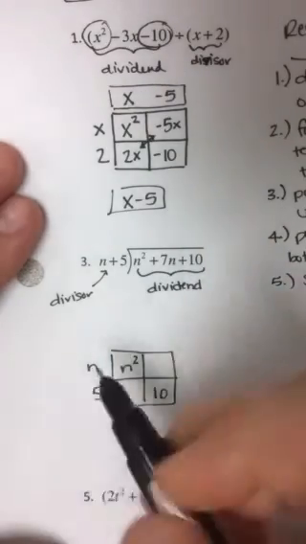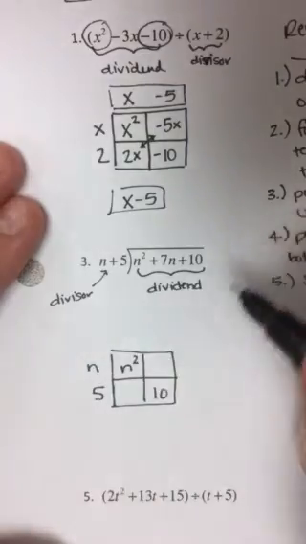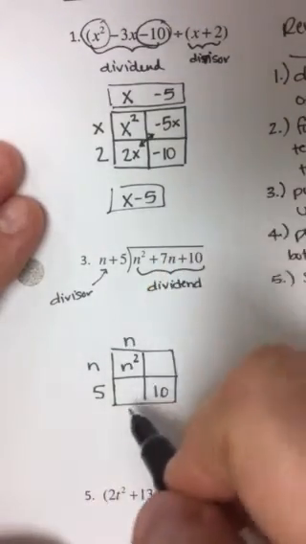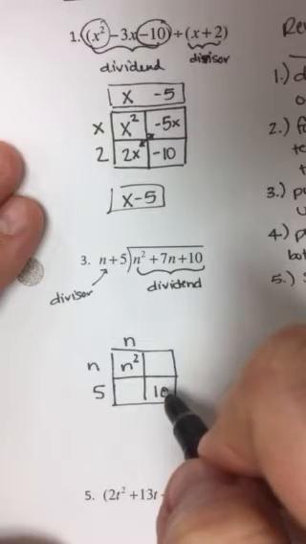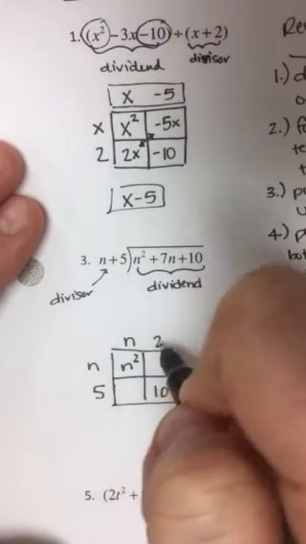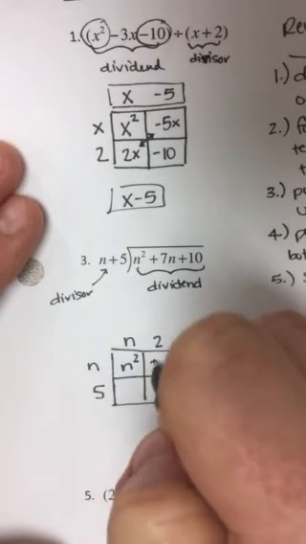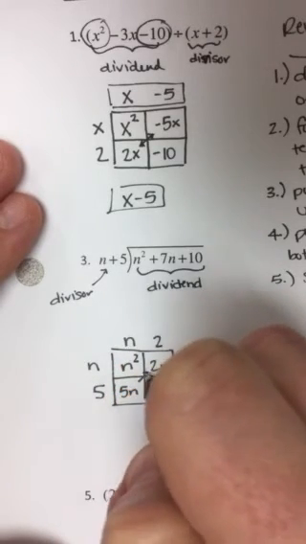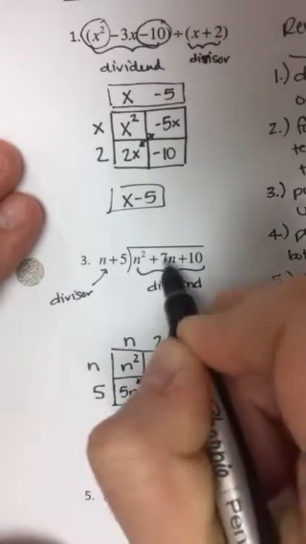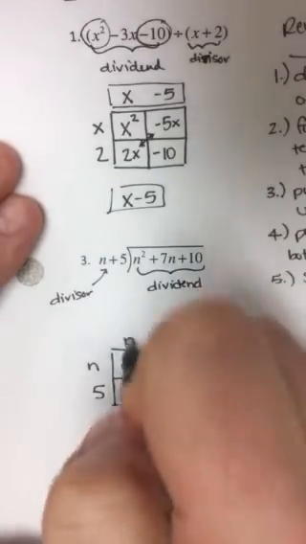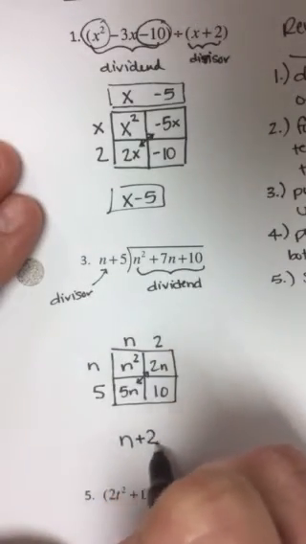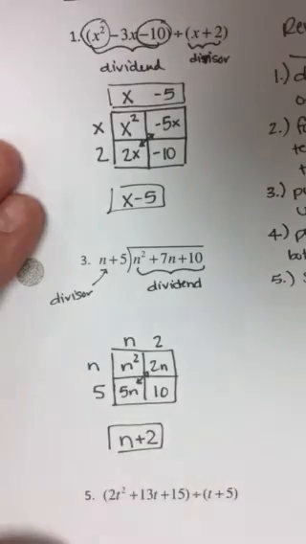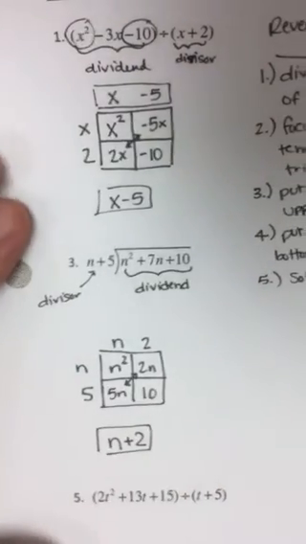Okay, so n times what would give me n squared? Well, that would be n. And then 5 times something gives me 10, and that would be 2. So I've got n times 2 is 2n, 5 times n is 5n. If I combine those two together, 5 plus 2 is 7. So I find that my correct answer is n plus 2. Okay.